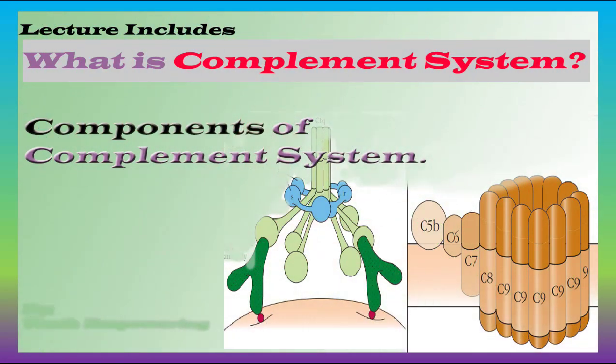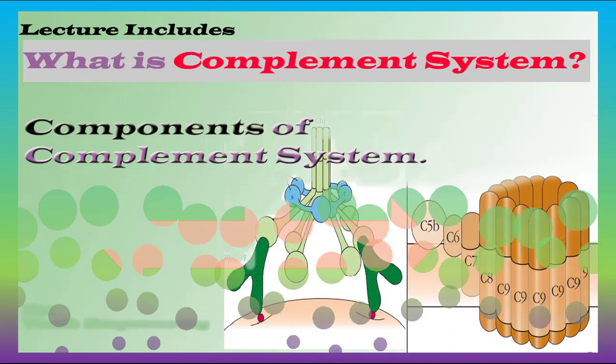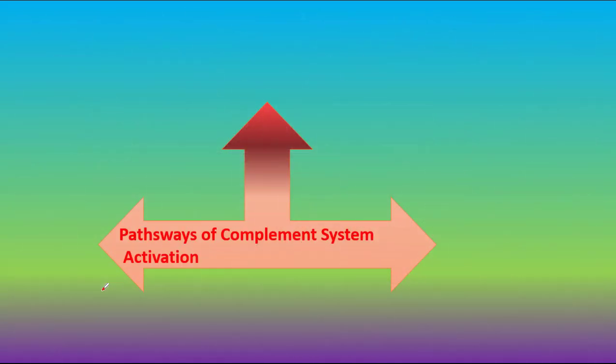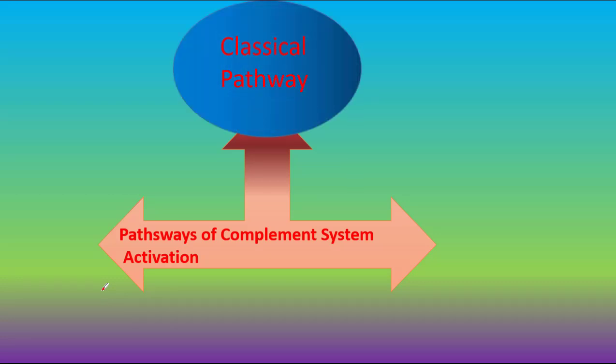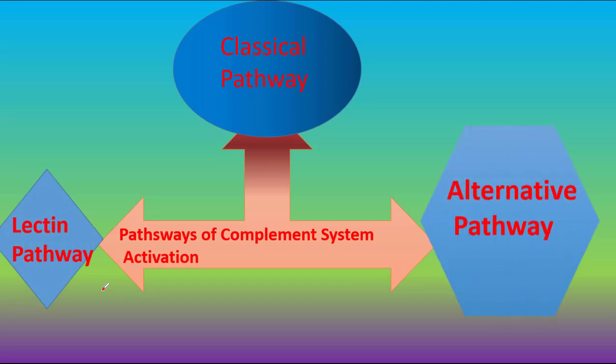Welcome to Samad Sciences. In the previous lecture, we discussed the introduction to the complement system and its components. In this lecture, we are going to discuss pathways of the complement system activation, which are of three types: classical pathway, lectin pathway, and alternative pathway.